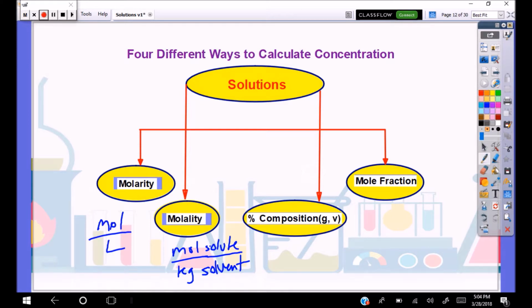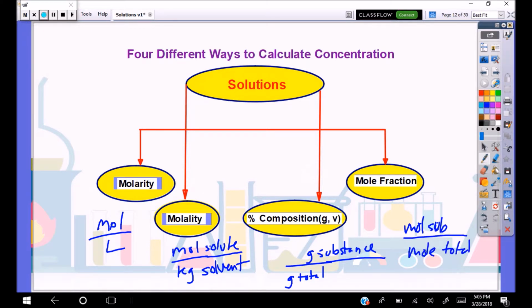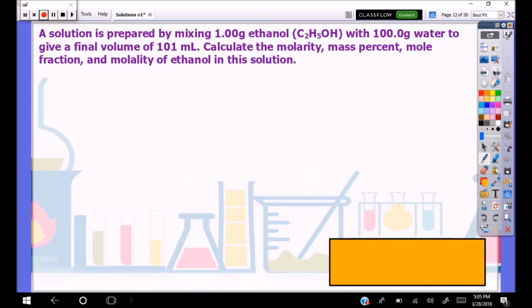Percent composition, so that's the grams in relationship to the volume. Sometimes you might hear mass percent. Mass percent would be the grams of your substance over grams total. All right. And then a mole fraction, which is also similar to mass percent, but it's moles of substance over moles total. Okay, so let's calculate some. A solution is prepared by mixing 1 gram of ethanol with 100 grams of water to give a final volume of 101 milliliters. They want you to calculate pretty much everything.